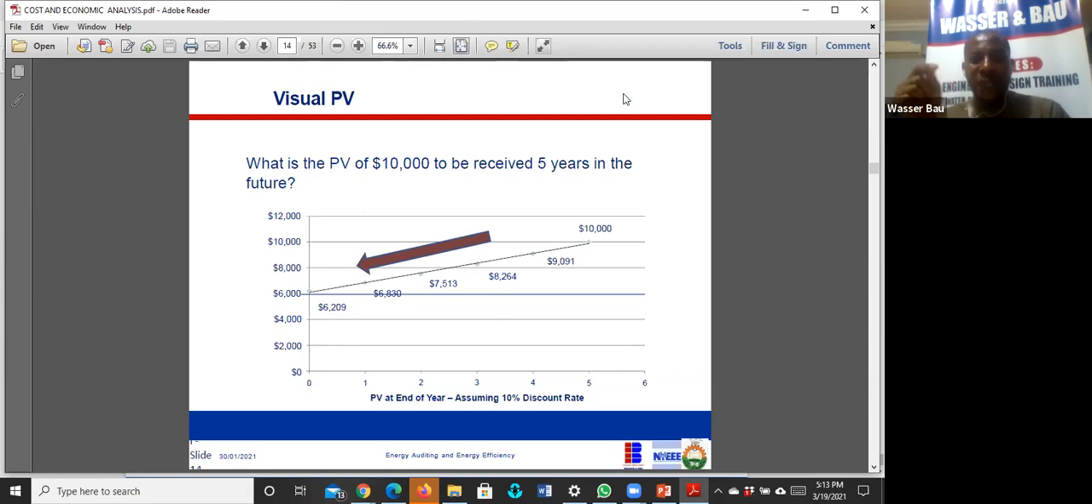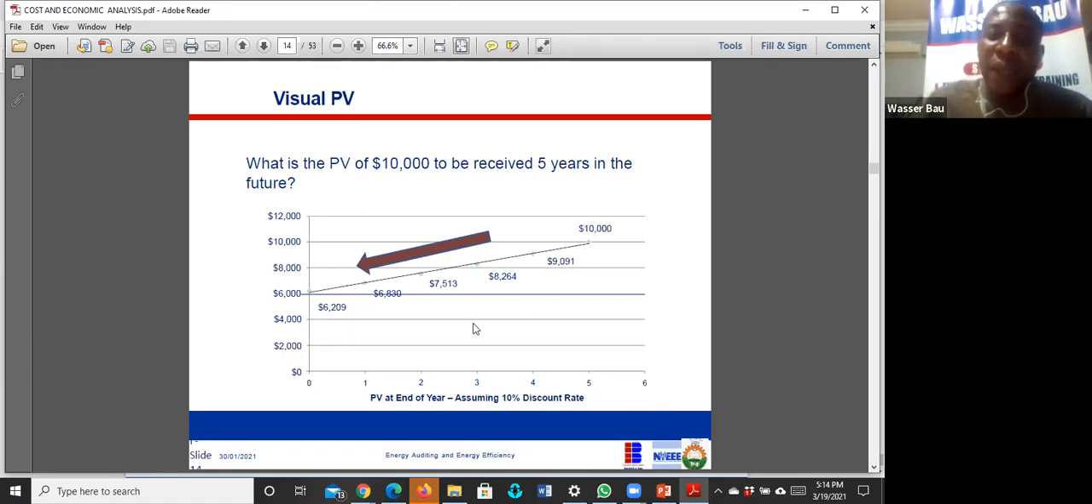So in this case, we are discounting. If you are discounting money from year five at a rate of 10%, because you are discounting, I won't call it interest, I will call it discount rate. So if I'm discounting $10,000 from 5 years into the present year, based on a 10% discount rate, I'll be getting something like $6,209. At the same time, if I'm projecting from year one to year five at 10%, I'll be getting like $10,000.